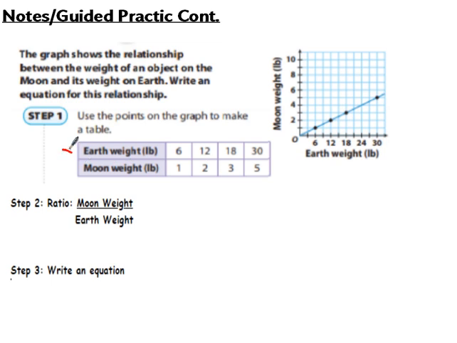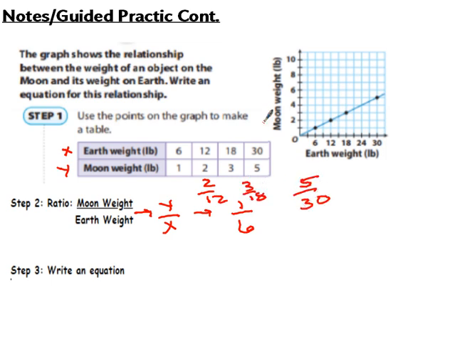Now, remember, the top is always the x, the bottom is always the y. So it's always y divided by x. And this has already kind of been set up for you as moon weight divided by earth weight. So the moon weight, let's see here, is 1. The earth weight is 6. I also have 2 over 12, 3 over 18, and 5 over 30. Now I could actually do 1 divided by 6 to figure out what that is, and then do 2 divided by 12 and 3 divided by 18.